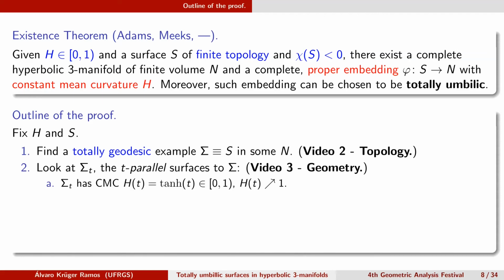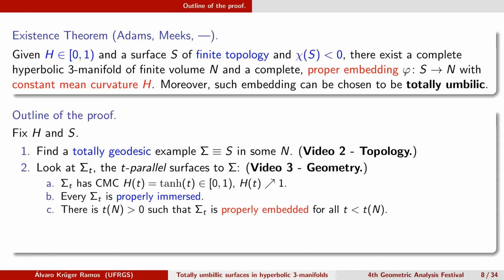The thing about the t-parallel surfaces is that any t-parallel surface has constant mean curvature equal to the hyperbolic tangent of the distance you went, and this is always a number in (0, 1), and when t goes to infinity, this number goes to 1. So you can actually find constant mean curvature with any value between 0 and 1, but you still don't have all the other nice properties. So you need to prove that every one of these t-parallel surfaces is properly immersed, and you also prove that for small values of t, these surfaces are properly embedded for all t less than this constant. So for small values of h, we already have the theorem.